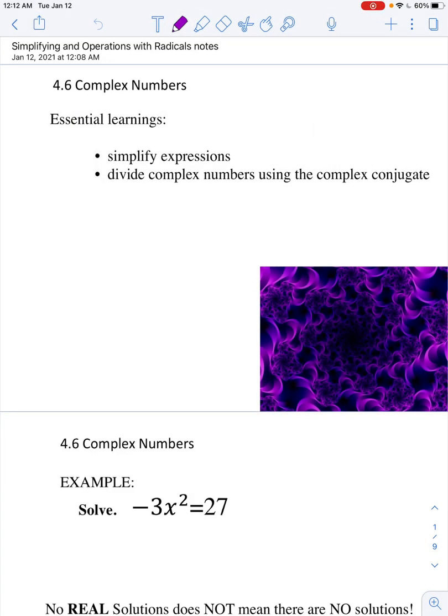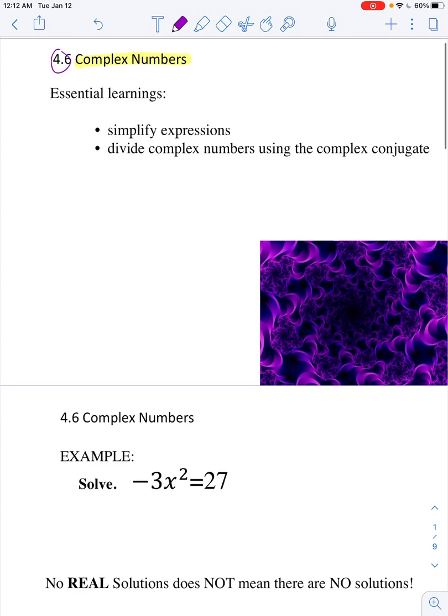All right, let the joy of learning begin. We are here, even though it is 4-6, we're kind of revisiting something we didn't take time to do when we were back in chapter 4. And that fun thing is called complex numbers. Not because it's really complicated, but because I don't know why.